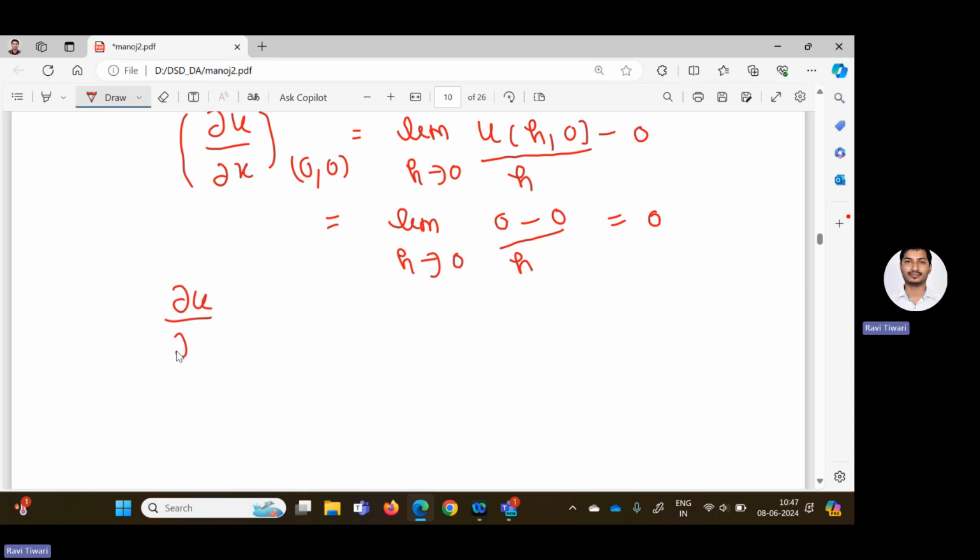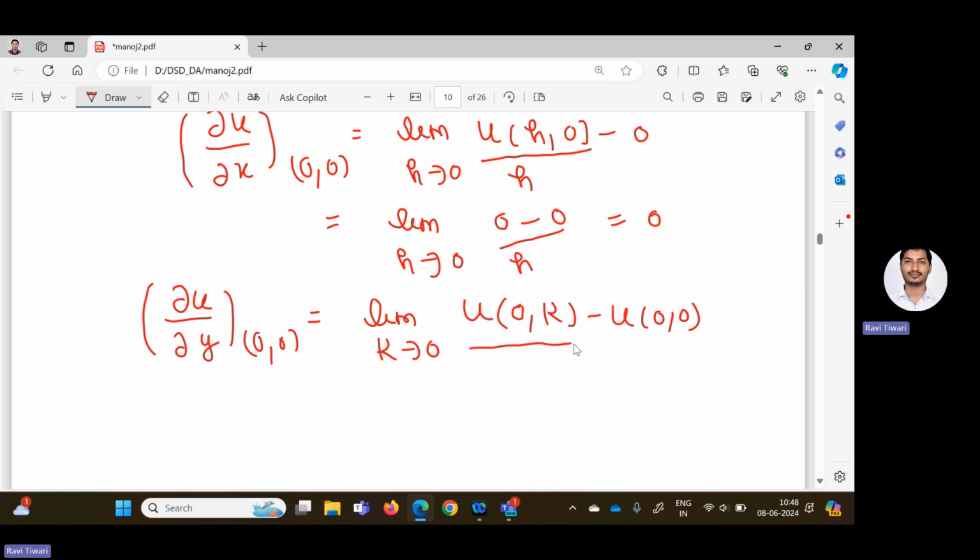Dou u by dou y at 0 comma 0. This is equal to the limit as k tends to 0 of u of, now a and b are 0, so you will get here u of 0 comma k minus u of 0 0, divided by k. So this is equal to, again because our function u of x y is given as x into y, so if x is 0, then you will get again this limit is also 0.